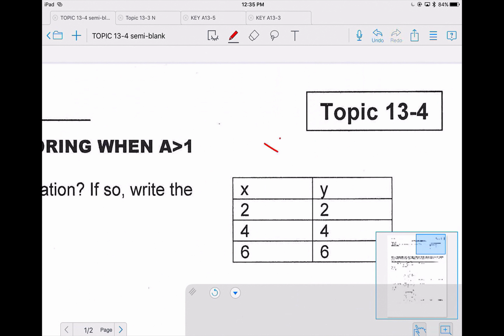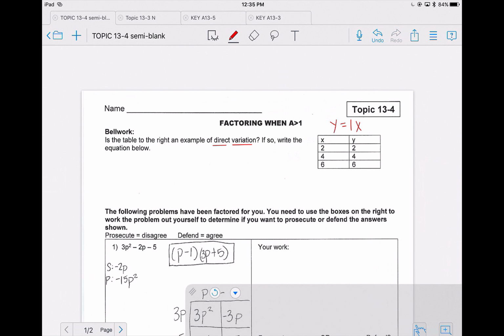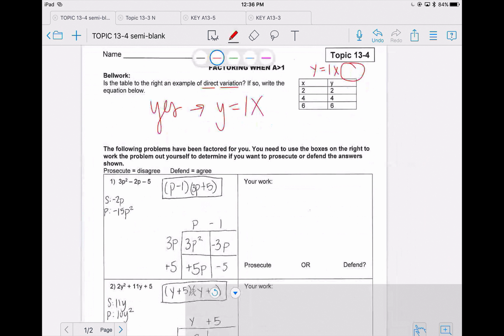y equals 1x. Now, like we talked about on 13.3, direct variation means it has no number after the x that follows. This one does not, so yes, it is an example. My equation is y equals 1x, or just y equals x.